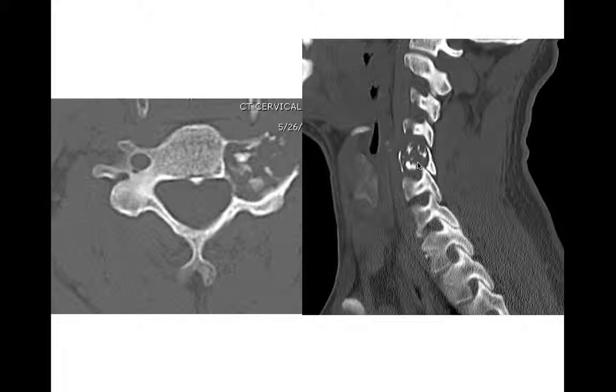The matrix can look very confusing sometimes. It can look chondroid-like and look osteoid-like. They can be very locally aggressive at times, but they're still a benign tumor. So if you see an expansile lesion in the spine with some matrix in it, osteoblastoma is one of the things that you should put at the top of your list, in a younger patient especially.